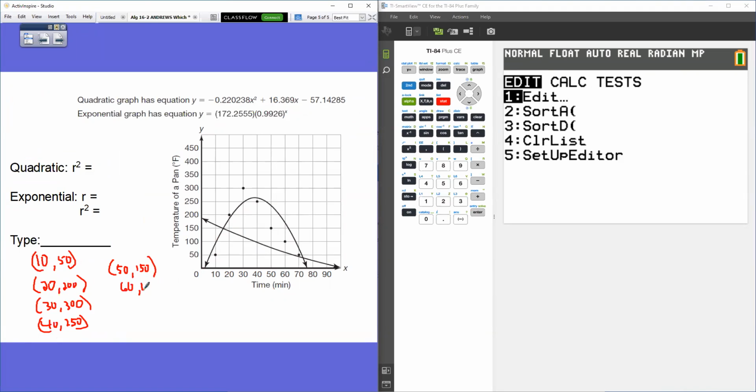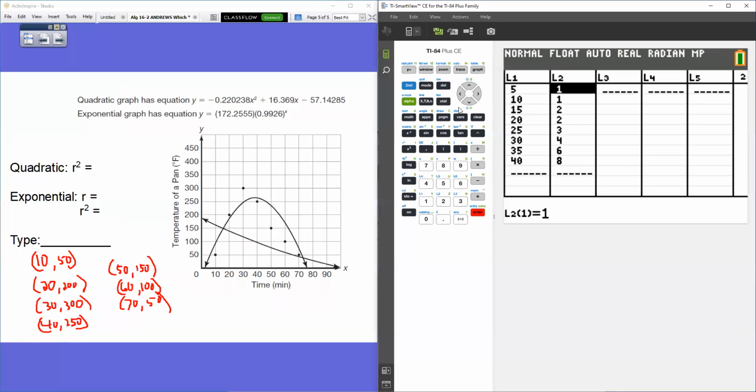I think it helps to write all these down first rather than typing them in as you go. 70 and 50. And that's it. So this one, we only have 7 of them. So 10, 20, 30, 40, 50, 60, 70. And we're deleting this one.